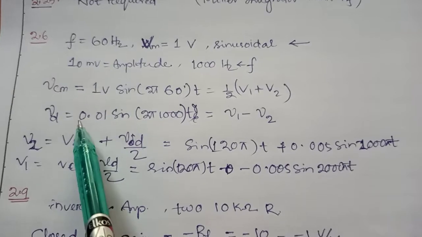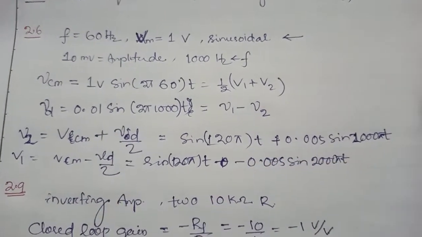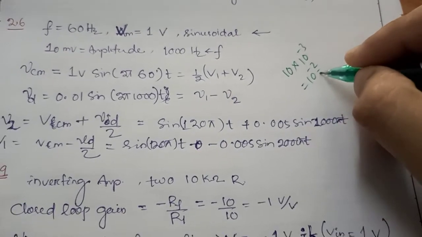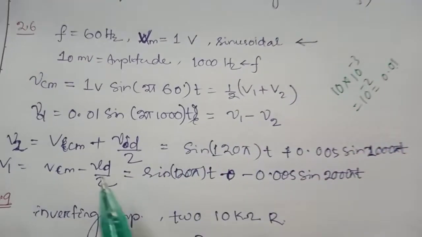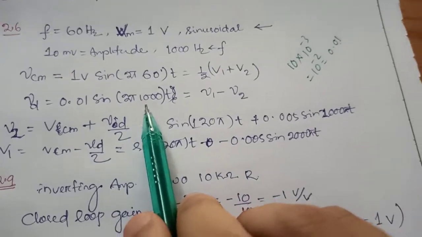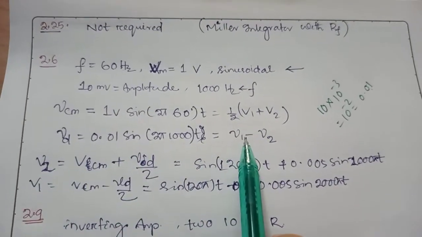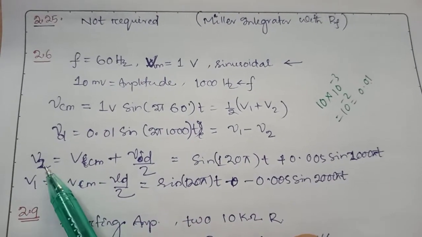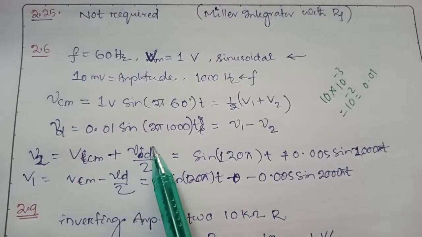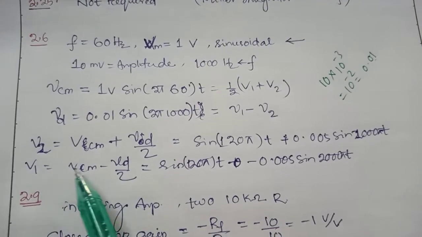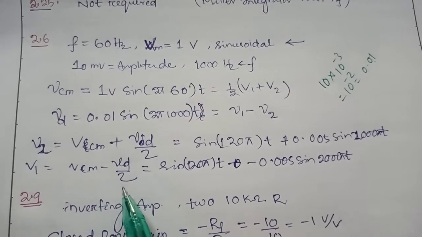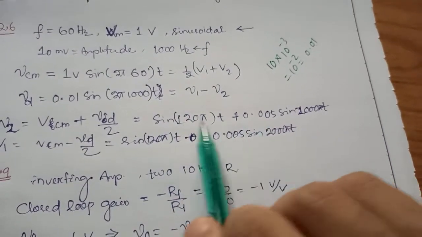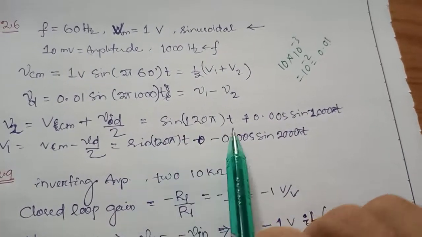10 millivolt, that is 10 into 10 power minus 3, which is 10 power minus 2, that is nothing but 0.01. So this is the amplitude, this is the frequency. The differential signal is nothing but V1 minus V2. If I want to find V1 and V2, we know our V2 is nothing but VCM plus VID upon 2, and our V1 is nothing but VCM minus VID upon 2. This is plus, this is minus. Similarly, if you add the two signals, you will get V2; if you subtract the two signals, you will get V1.